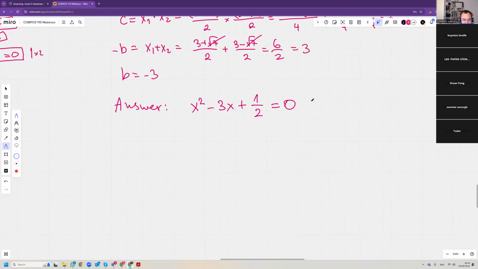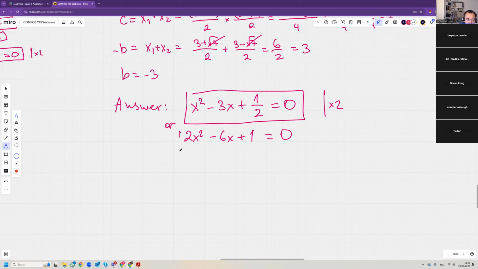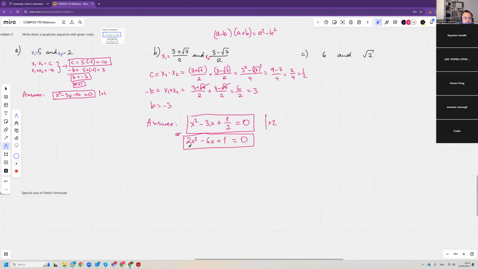You can multiply the whole thing by 2, and that gives you 2x squared minus 6x plus 1, which is equivalent. So both answers are correct. This or this, they are both equally valid answers.